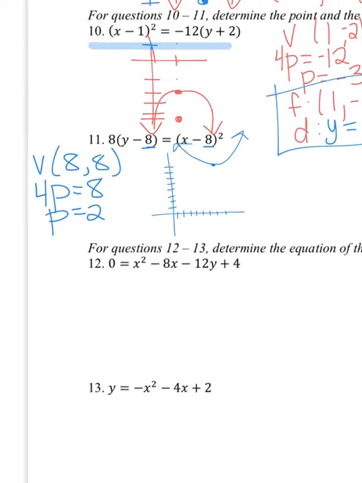So I'm going to go up 2 because p is 2. That will give me the focus. So right there, that is the focus. That focus is (8, 10). We went up 2 from (8, 8). And then for the directrix, I'm going to go down 2. But remember, it is a line. So that line is right here. That line is at y equals 6 for the directrix. Again, draw it out. It makes it so much easier if you just draw it out.